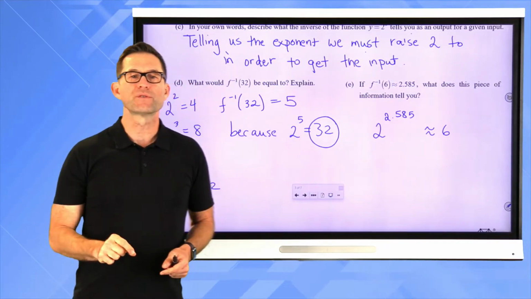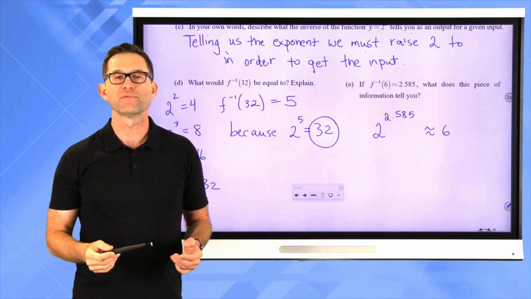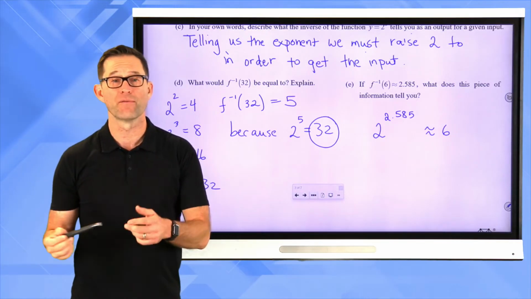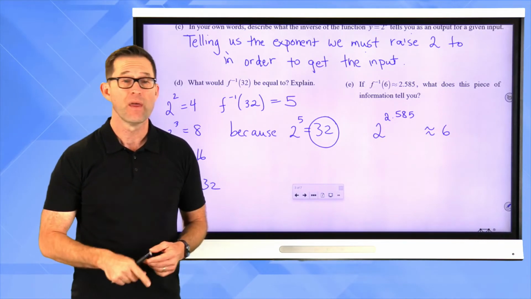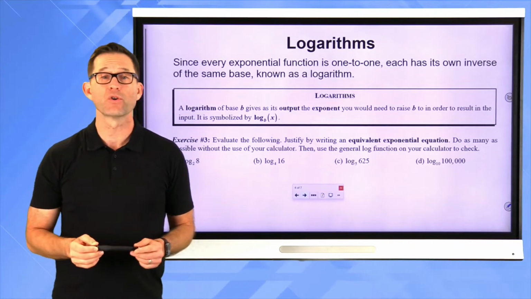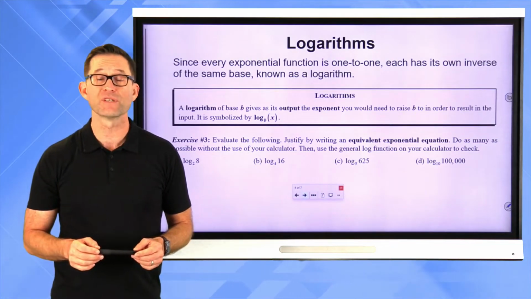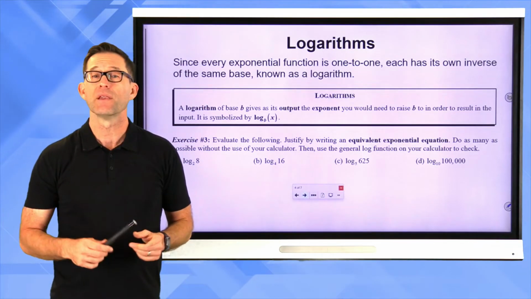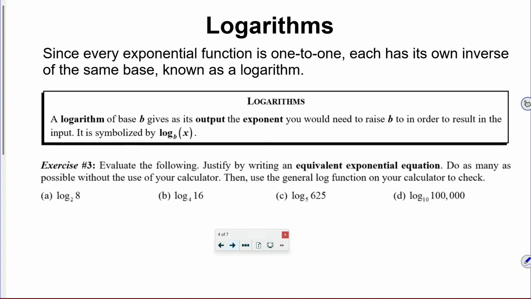Just like square roots, cubed roots, and things like that, logarithms are going to take a little bit to get used to because they are defined in terms of their own inverse functions, which are the exponentials. In fact, let's get into it right now. Logarithms. Since every exponential function is one-to-one, each has its own inverse of the same base, and that's absolutely critical, same base, known as a logarithm. Let's take a look at its definition. A logarithm of base b gives as its output the exponent that you would need to raise b to in order to result in the input. It is symbolized by log base b of x.